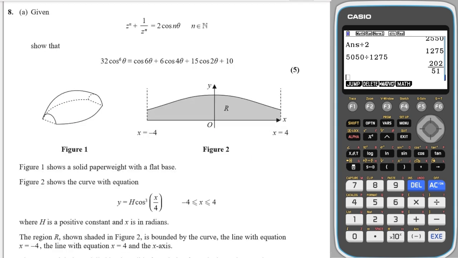Right, we're going to use de Moivre's theorem here. We are told that we're given this, as we always are, and we're asked to show that 32 cos to the 6 is equal to, and so on.